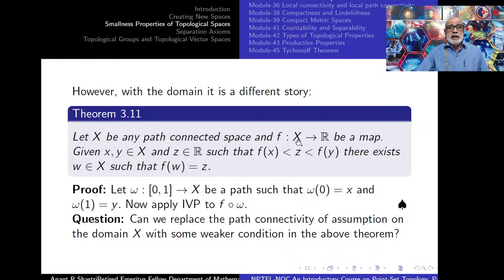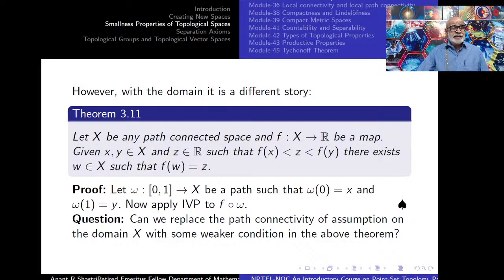If instead of X path connected here, you had X to be an interval, then you would have even concluded that this w is between x and y. That is, x less than y to begin with, then x less than w less than y such that f(w) equals that. So that was the intermediate value theorem in its full form. Now my question is, can you call this the intermediate value property for the space X? The problem is there is no order on X, right? There is no partial order on X.